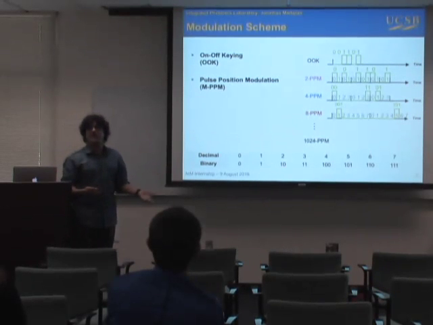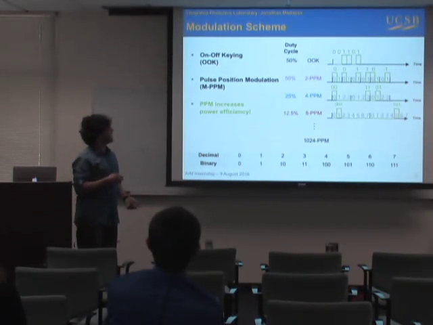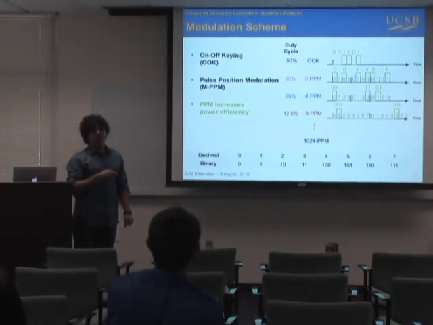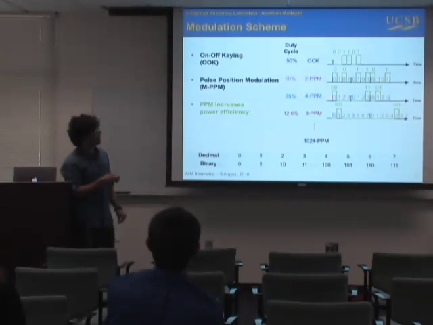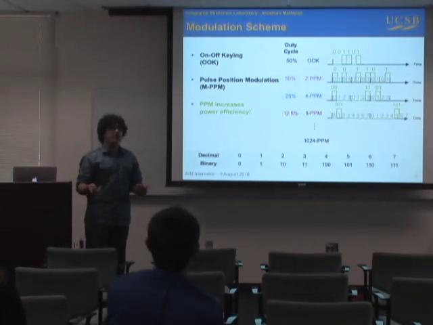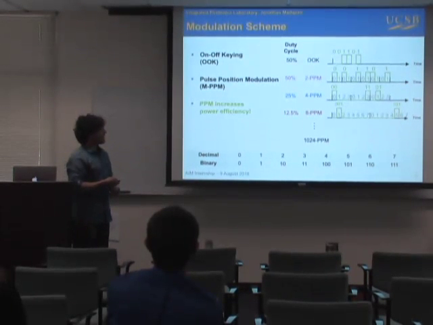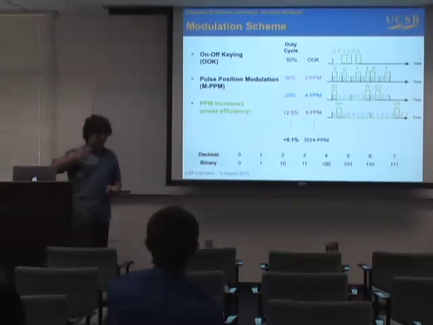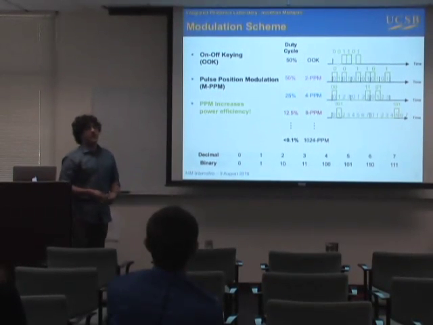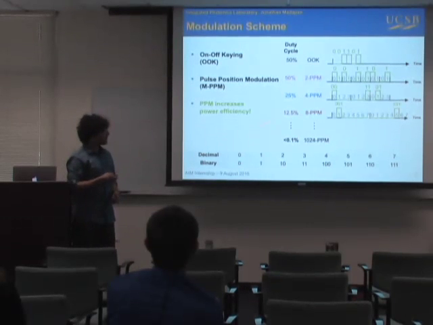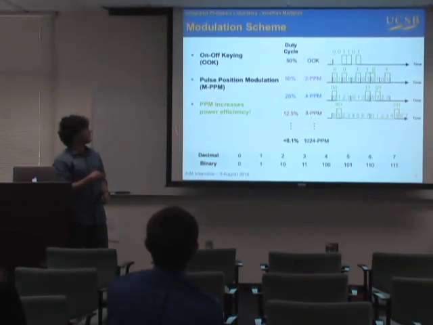Why would you do this for space communications? And the reason is duty cycle. See, in on-off keying, half of the time your laser's on. Same thing with 2 PPM, but with 4 PPM, your laser's only on 25% of the time. That means you can conserve power because you're using it less to transmit the exact same information. And if you get all the way to 1024 PPM, you could get to less than 0.1% of the time with your laser being on. So that means that PPM is very power efficient.